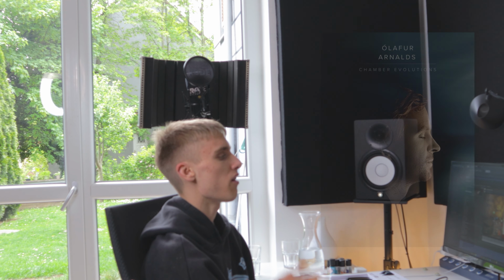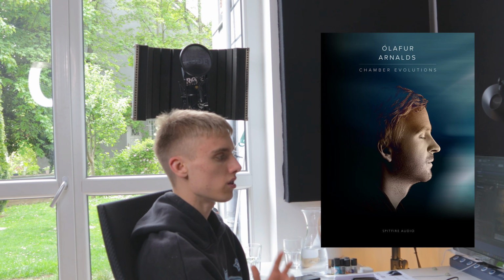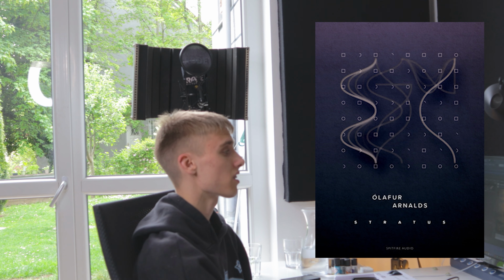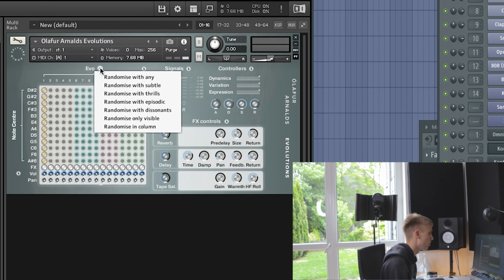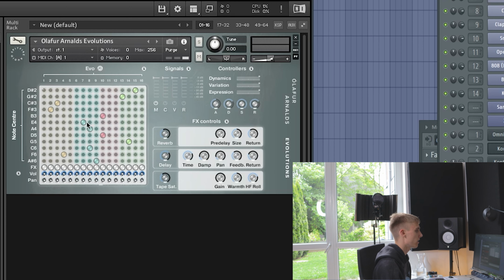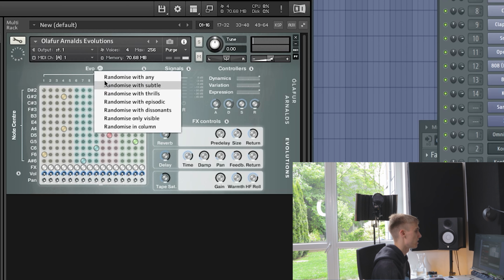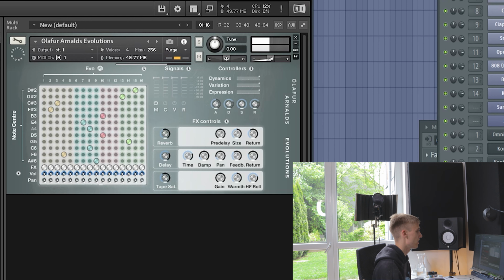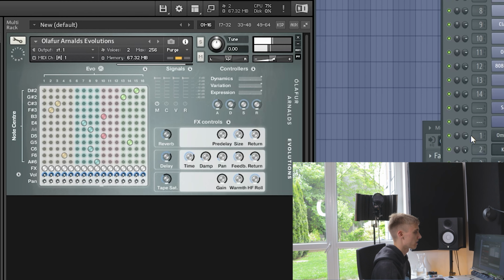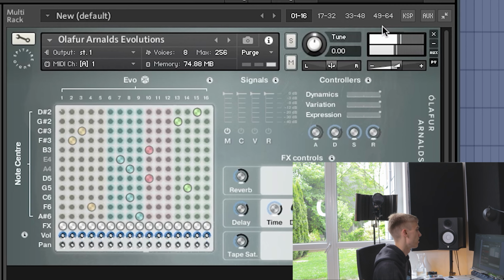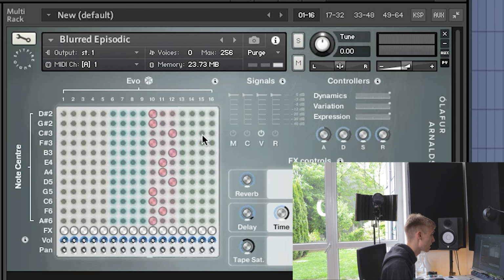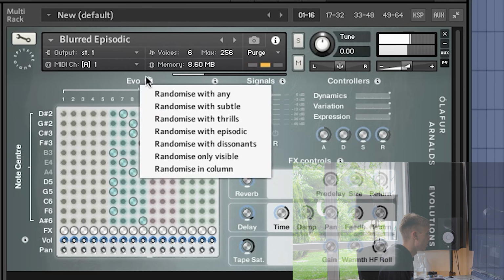And for the last two Kontakt banks Pvlace is using, we got Oliver Arnold's Chamber Evolutions and Stratus, the other one is called. But how Pvlace actually uses his library is he went and clicked on this randomizer thing. So up here you can randomize anything, and that's how Pvlace uses it. He basically just randomizes it until he finds some fire. So this kind of sounds cool. And you can actually randomize specific values too.